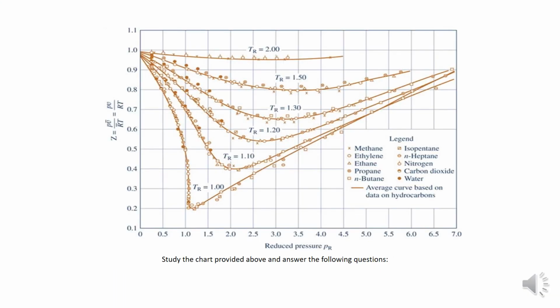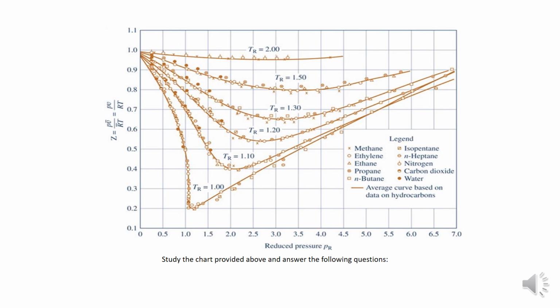In this presentation, we will be analyzing the generalized compressibility chart of gases. The figure illustrated is called the generalized compressibility chart. The graph illustrates the compressibility factor Z, which is on the vertical axis, the reduced pressure PR on the horizontal axis, and the reduced temperature TR.